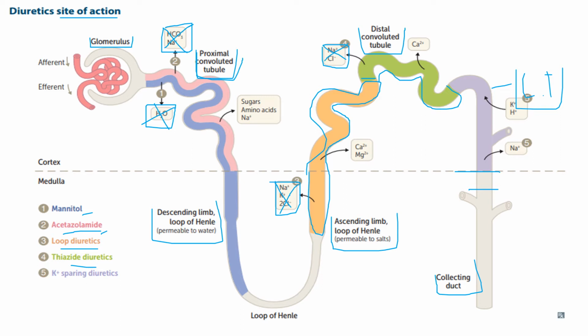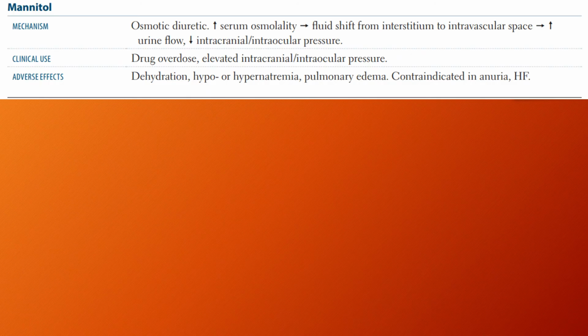Lastly, sodium sparing diuretics, which mainly act on the collecting tubule, as I am showing here, which is normally responsible for sodium reabsorption and potassium and hydrogen secretion. Both get inhibited after administration of potassium sparing diuretics. That's it for now. Now we'll see all diuretics one by one.